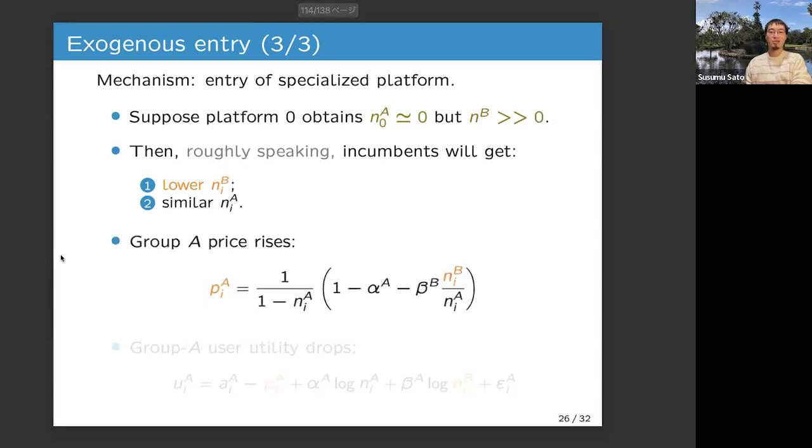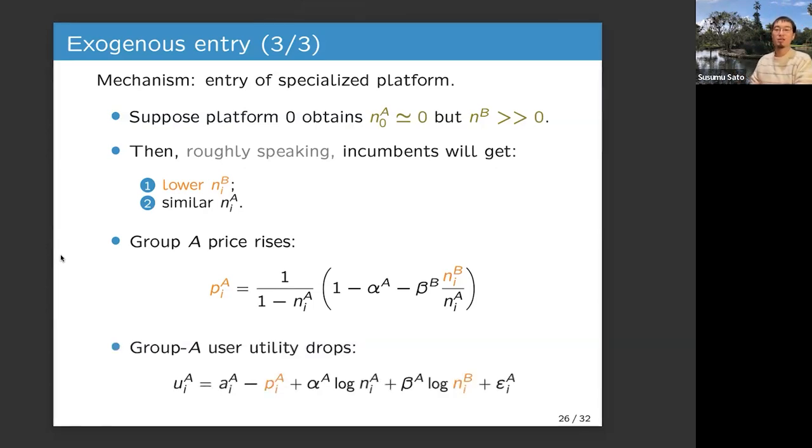Then the group A price would rise because of the reduction in subsidization incentive triggered by the reduction in network size. Finally, what happens to group A user utility is two things. First, because the size of platform i on group B decreases, the network benefit declines. This is bad for group A users. On top of that, the group A price set by the platform rises. This is, again, bad for group A users. So through these two mechanisms, the entry of a specialized platform would lower the surplus of group A users. So in this sense, the entry of a specialized platform into the two-sided market carries some risk of reducing user surplus on one group of users.